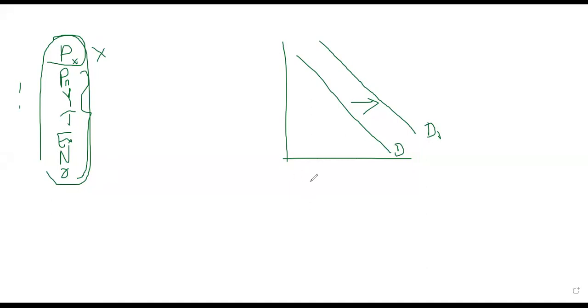When you draw a demand curve, only the price changes, other factors remain constant. That is our assumption. Therefore, if the demand curve is shifted, that's only because of other factors, not because of the price of the same product. Anybody having doubts in this? If you have anything, please ask me.